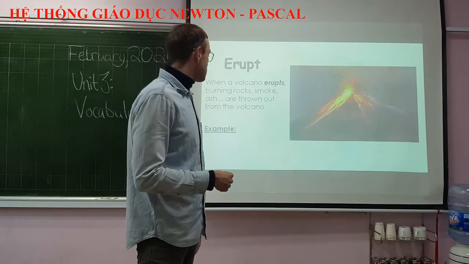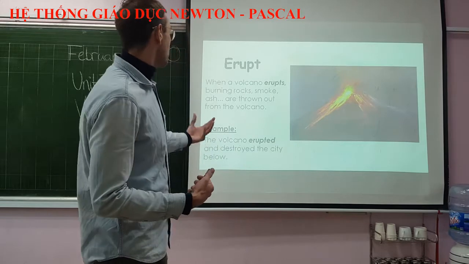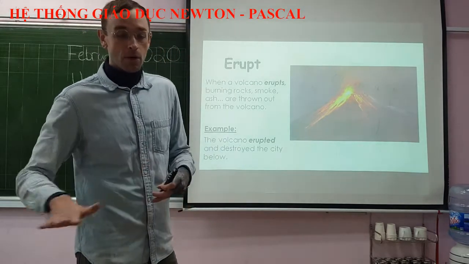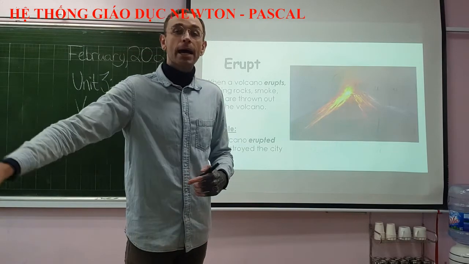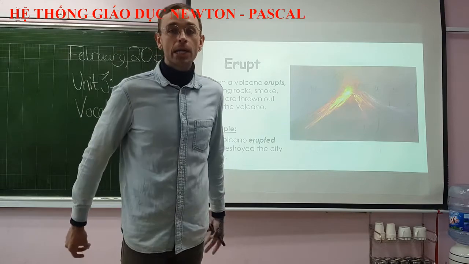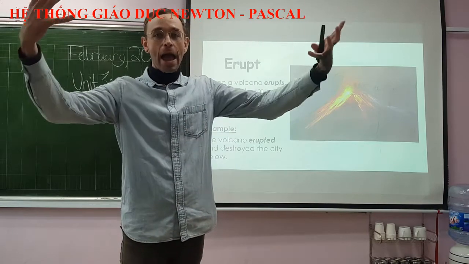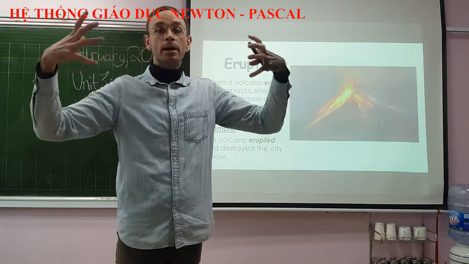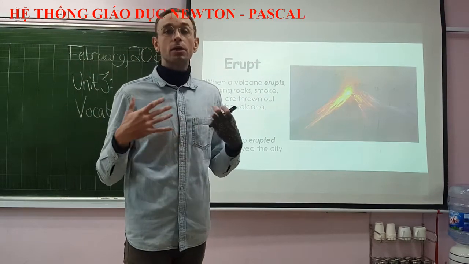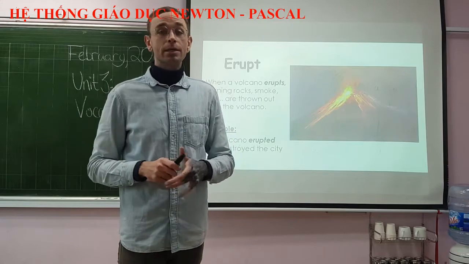So in a sentence, we can have the example that the volcano erupted and destroyed the city below. So yes, oftentimes there are cities near a volcano, and if the volcano erupts, all of that ash and all of that magma can go to the city and can cause a lot of damage and can even cause death to the people who are living in that city.